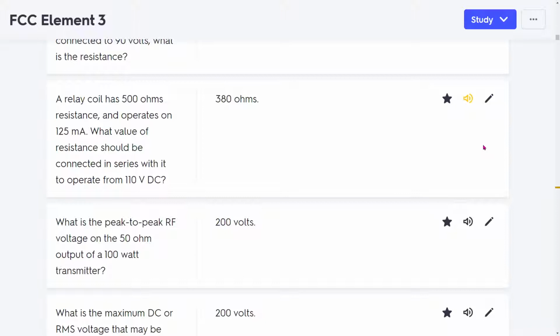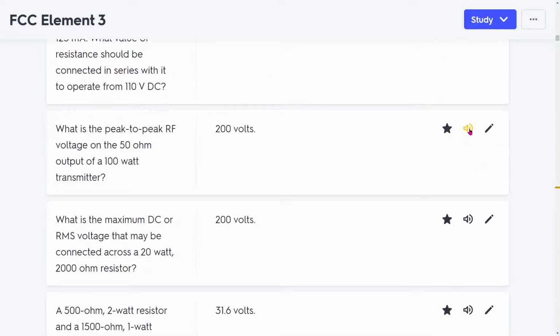380 ohms. What is the peak-to-peak RF voltage on the 50 ohm output of a 100-watt transmitter?